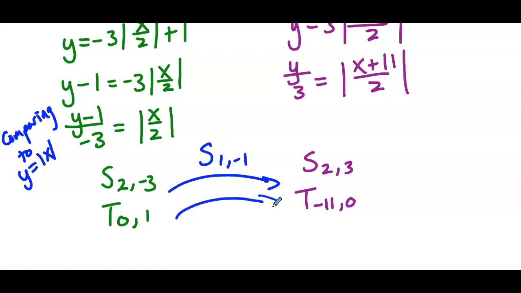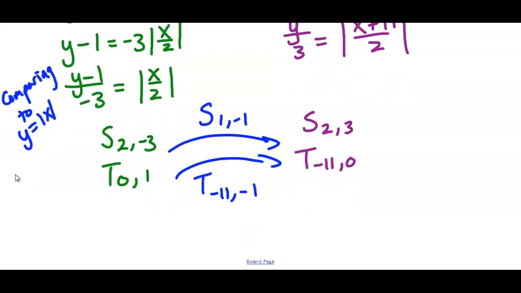And then how did we get through those translations? Well, it looks like we subtracted 11 from the x's and we subtracted 1 from the y's. Right? 0 minus 11 is negative 11. 1 minus 1 is 0. 2 times 1 is 2. Negative 3 times negative 1 is 3. Okay, so now we just have to describe these transformations in words.